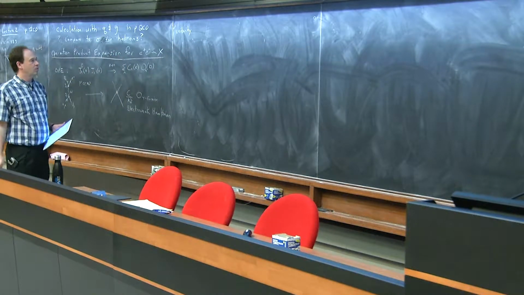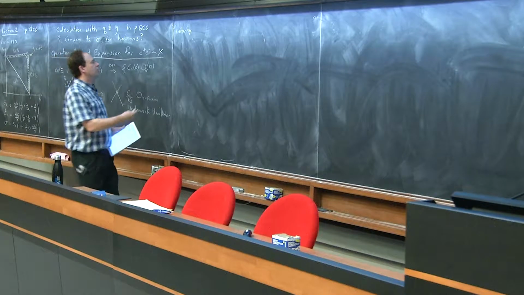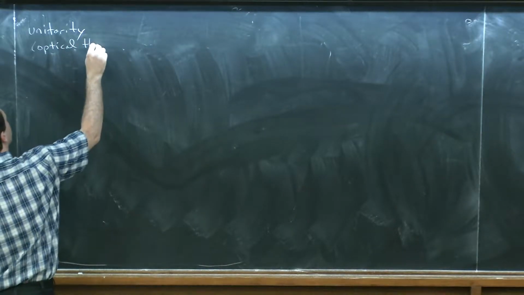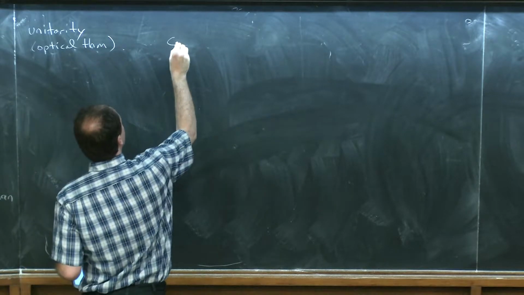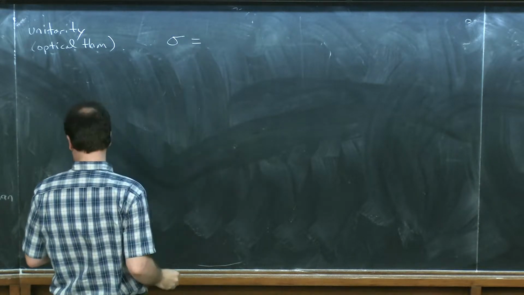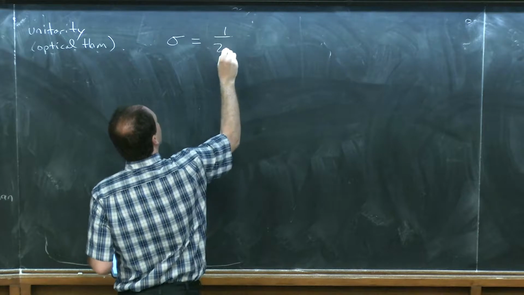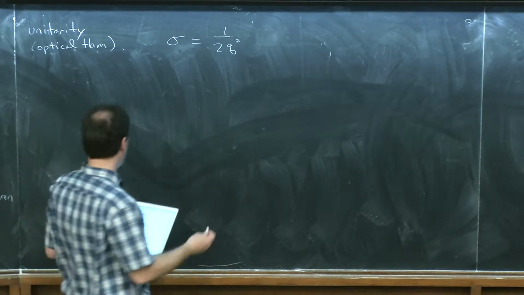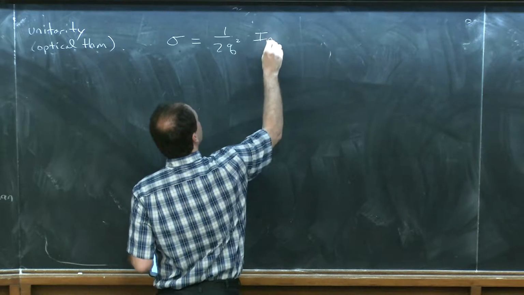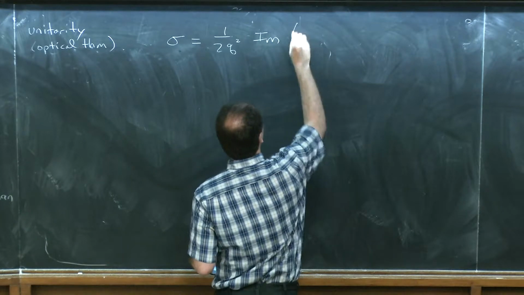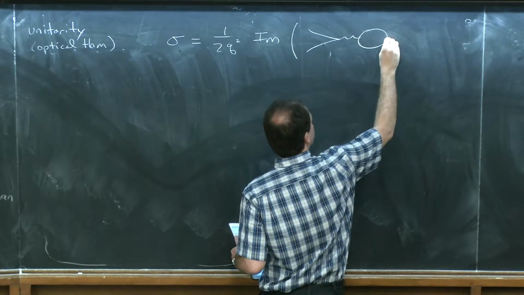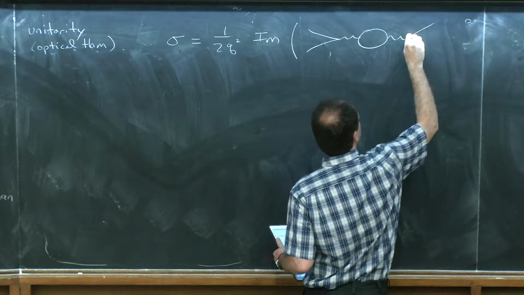So unitarity, or probability conservation, implies the optical theorem. We'll start setting things up using the optical theorem. And what does the optical theorem say? It says I can calculate the cross-section, if I want the total cross-section, as the imaginary part of a forward scattering. So instead of considering e+ e- goes to hadrons, let me consider e+ e- goes to e+ e-.